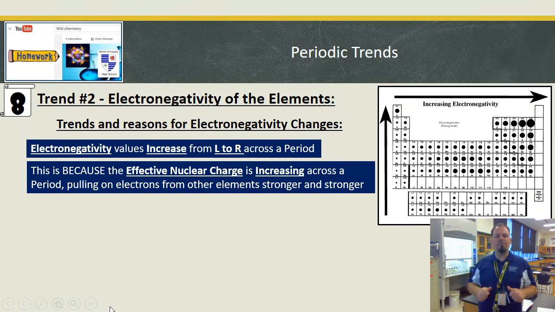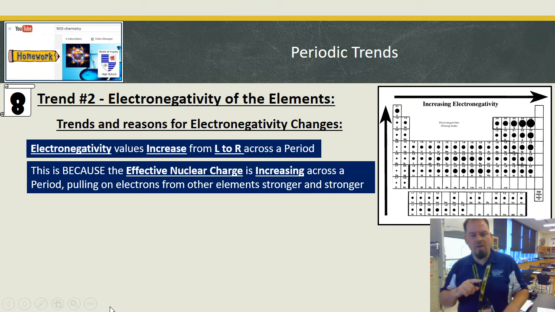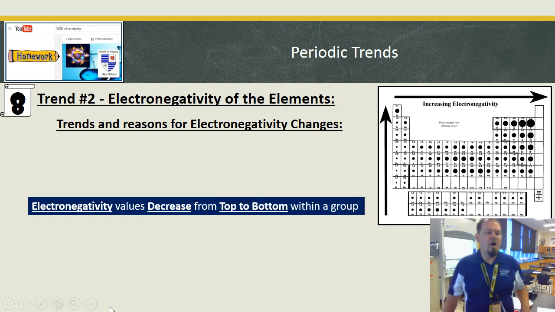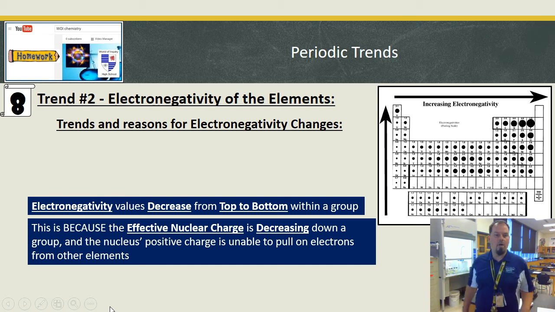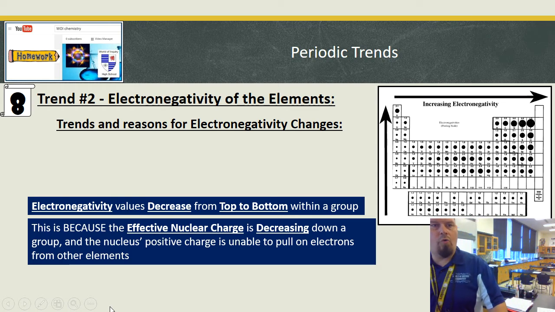Okay, effective nuclear charge is increasing as I go across the period. Okay, electronegativity values decrease as I go to the bottom, because do I really want another electron when I get bigger and bigger and bigger? No. Okay, effective nuclear charge is decreasing because my shielding is going up.